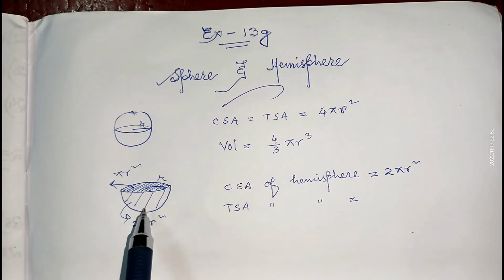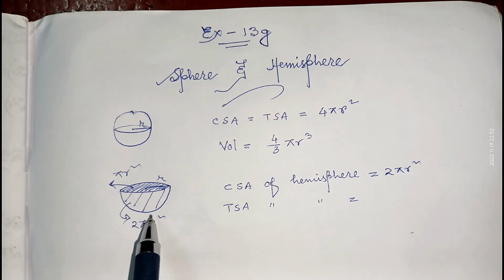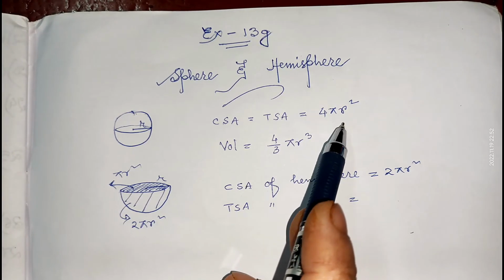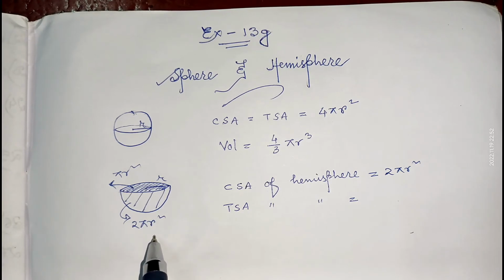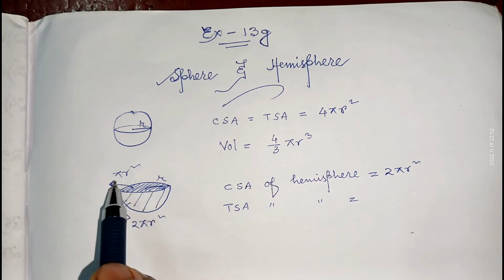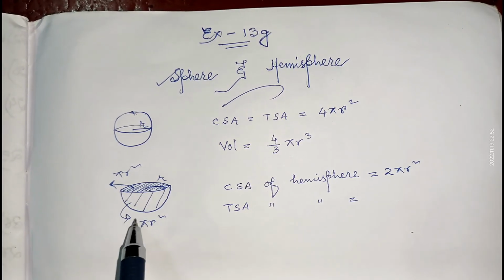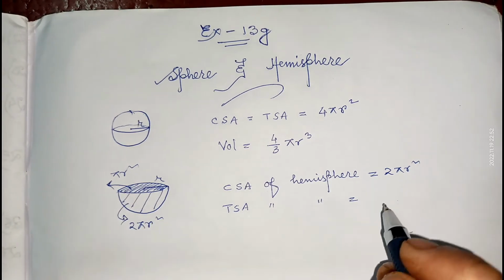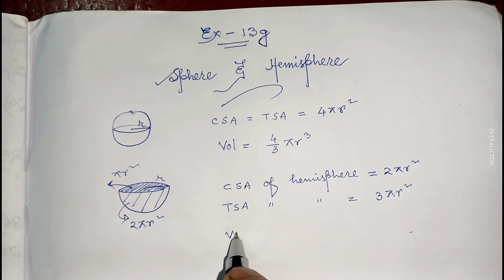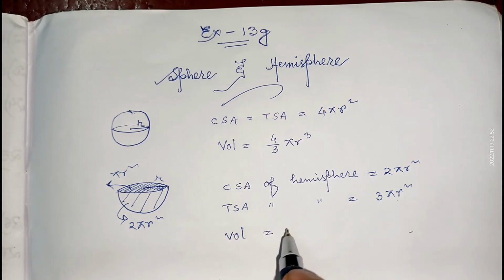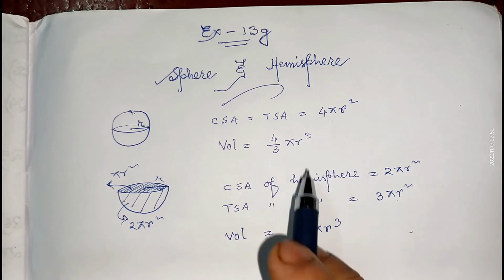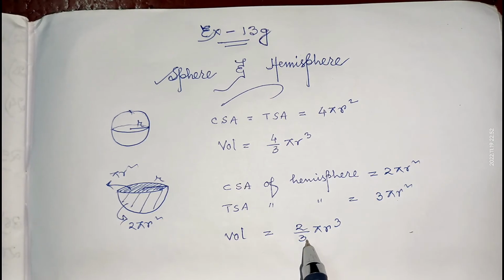When a sphere is divided into two parts, then we are going to get hemisphere. Here, the curved surface area will be half of sphere. In case of sphere, it is 4 pi r square, so it will be 2 pi r square. And here we are getting one extra surface. This is circular, and we know area of a circle is pi r square. So total surface area will be 2 pi r square plus pi r square, which will give 3 pi r square. And volume of hemisphere will be half of sphere, so we can write 2 by 3 pi r cube. With these formulas, now we can start sums of 13G.